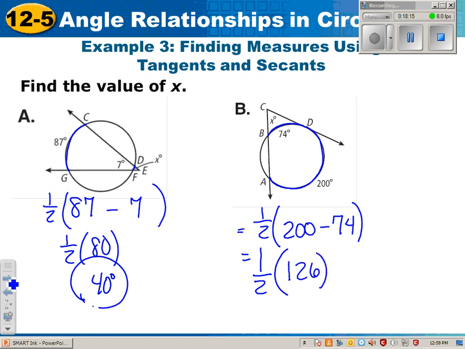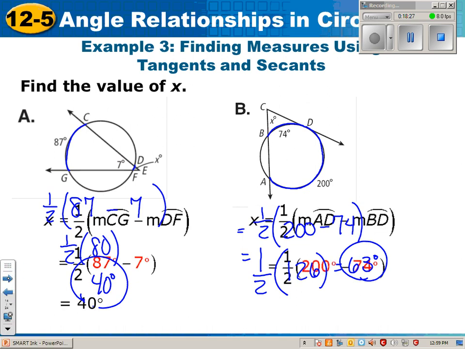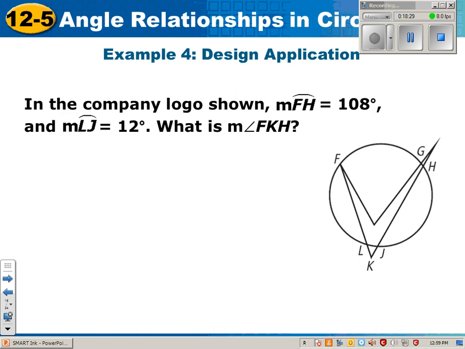126, and half of that is 63 degrees. Questions? And I'm even going to make one up just to make sure that's even harder. Okay? Okay, here we go.